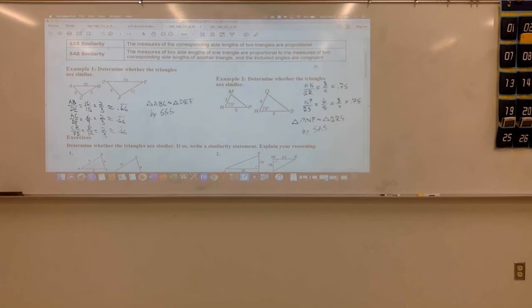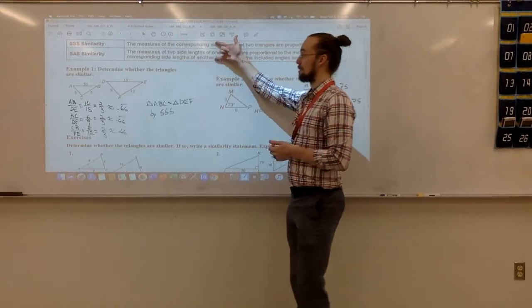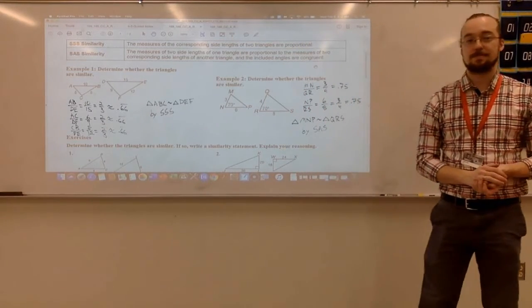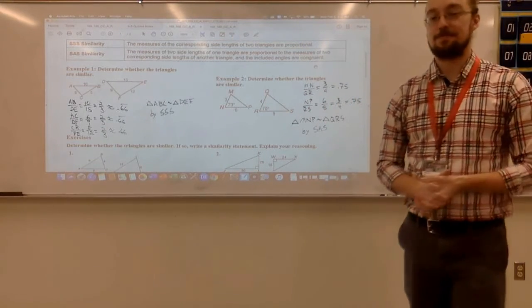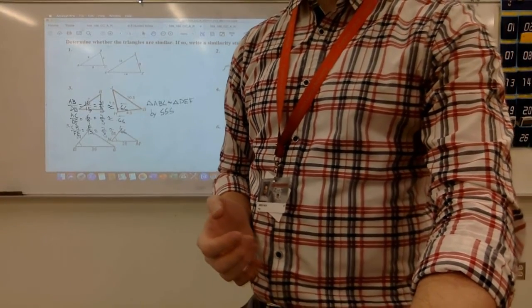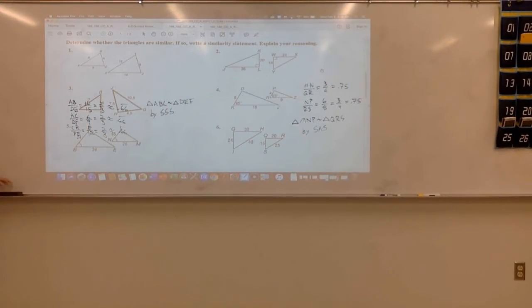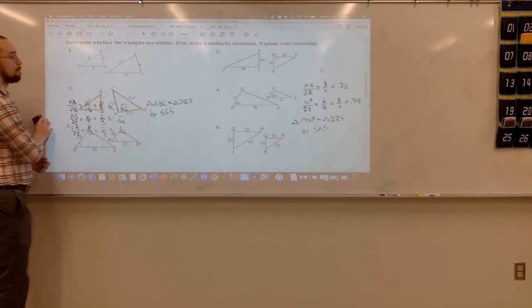What is a 17? Similar. Yes, we're trying to show that triangles are similar, but now we're using side, side, side, and side, angle, side instead of AA. All right, so let's try a couple of these on the front here. Determine whether the triangles are similar or not. If they are, write a similarity statement. We're not going to do all of them, so let's just try a couple of them.